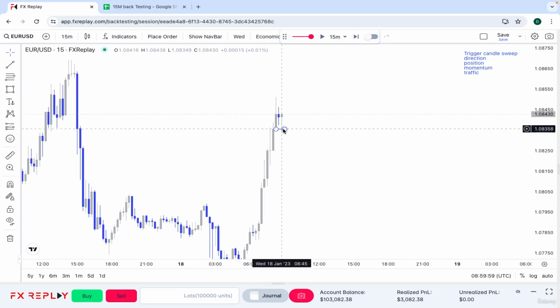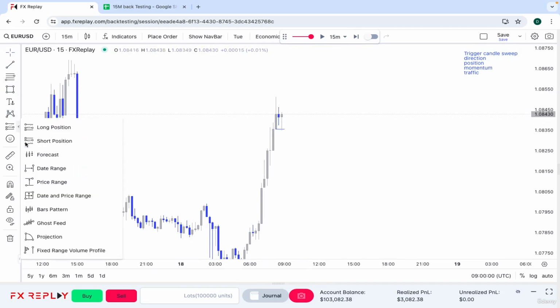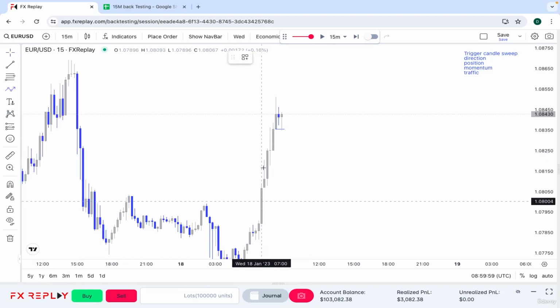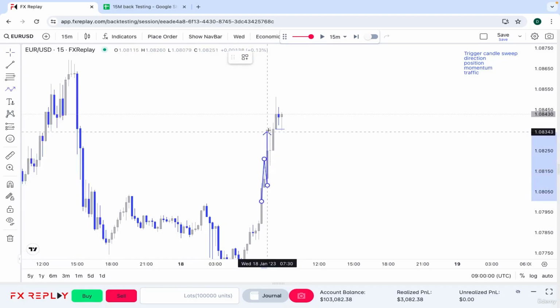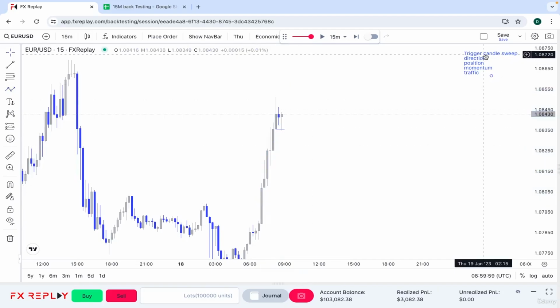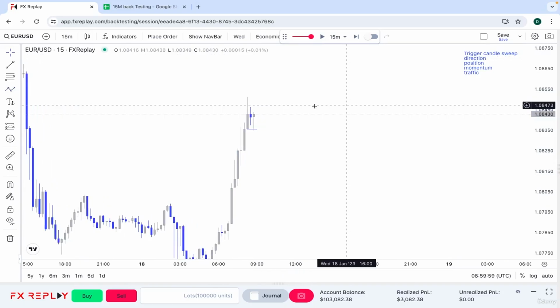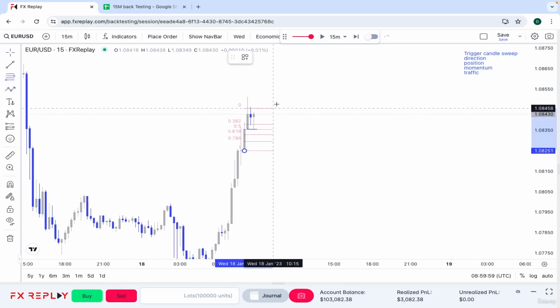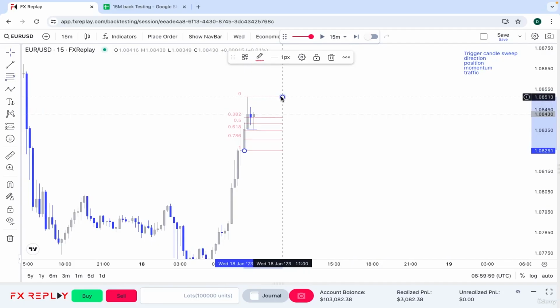Trigger candle sweep right there. Direction. We've got direction. It's quite obvious. You can see this here. Boom, boom, boom, boom. Expectation order flow, nice and high. So we've got trigger candle, we've got direction, position. So the last push up was from here to there. So we've come back to the 61.